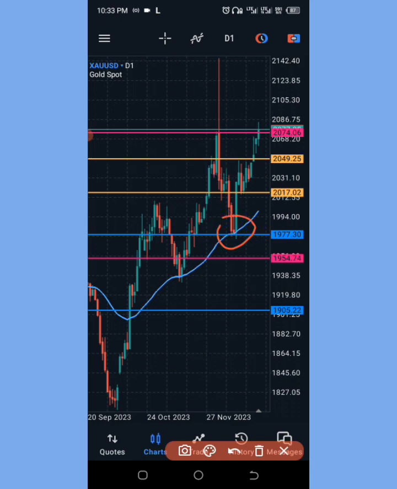So the one I circle now, I will say it is an area of confluence. What I mean by that is you have several reasons for the market to go uptrend at that particular area. So let me do the analysis and you see now what I'm really talking about for you to know that you are on point.